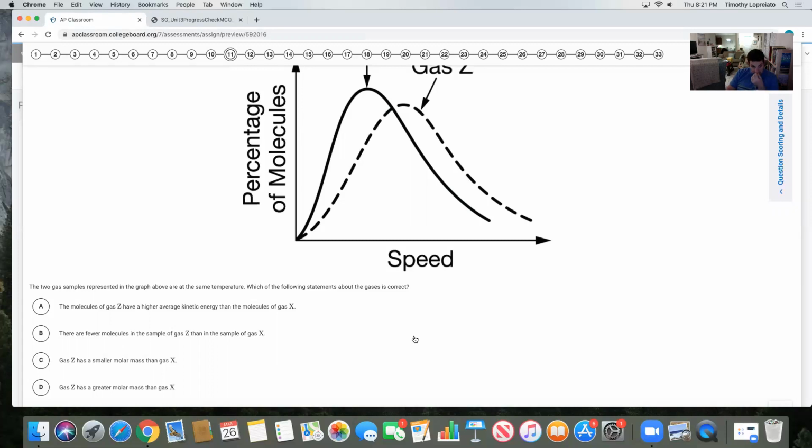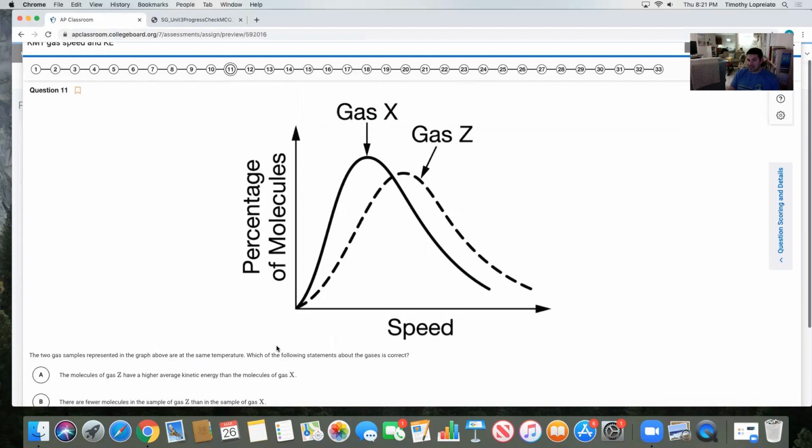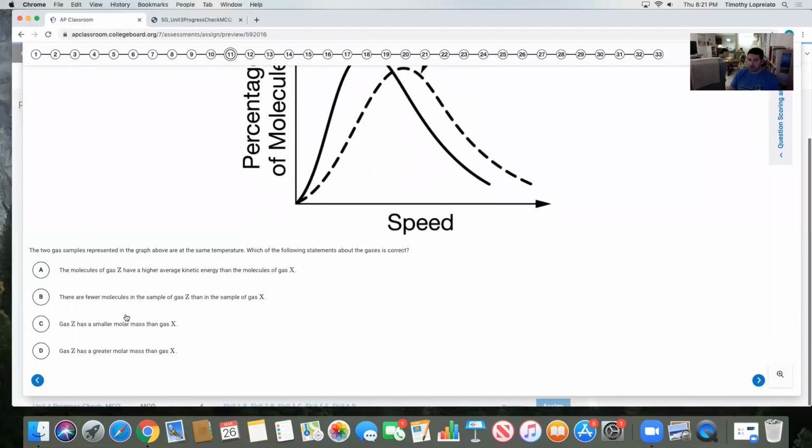All right, the molecules of gas Z have, okay, wait, they're at the same temperature. That's a huge detail, right? That means they have the same kinetic energy. The molecules of gas Z have a higher average kinetic energy than the molecules of gas X. No, because they're at the same temperature. There are fewer molecules in the sample of gas Z than the sample of gas X. I don't think that's where they're going with it.